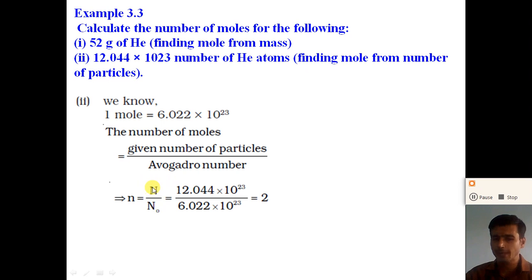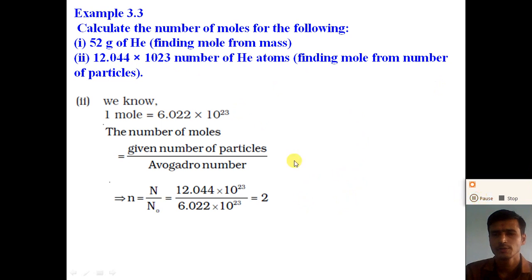N is the number of particles and N0 is the Avogadro number. So 12.044 into 10 raised to 23 divided by 6.022 into 10 raised to 23. Here 10 raised to 23 cancels out, and 12.044 divided by 6.022, we get 2. So the number of moles in which the number of He atoms is 12.044 into 10 raised to 23 is 2. So dear student, understand how we can calculate the number of moles from the mass and the number of atoms.